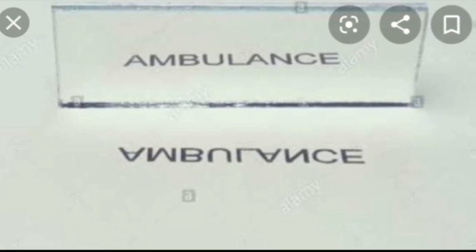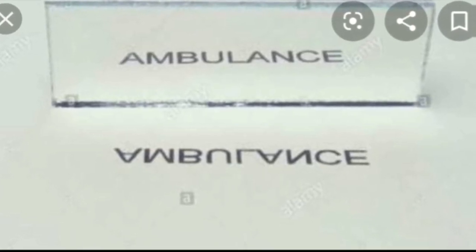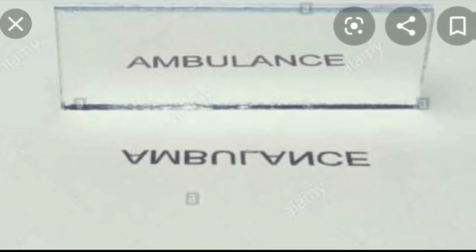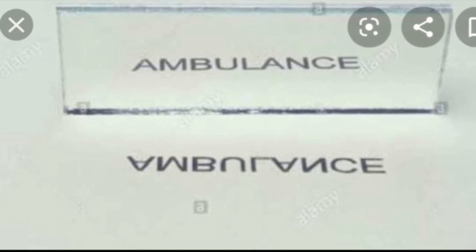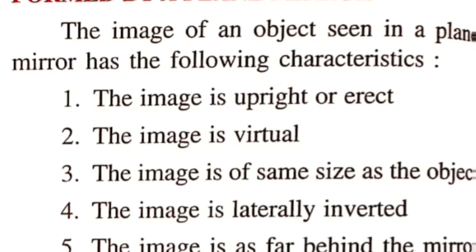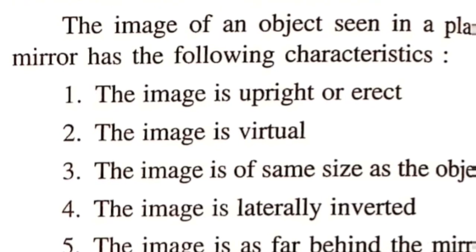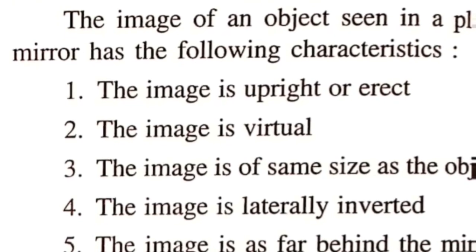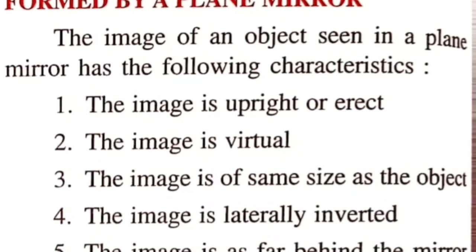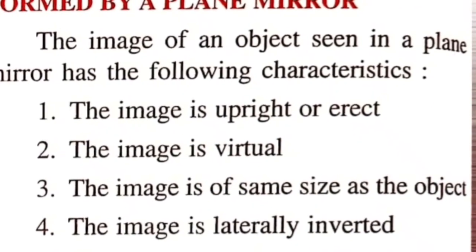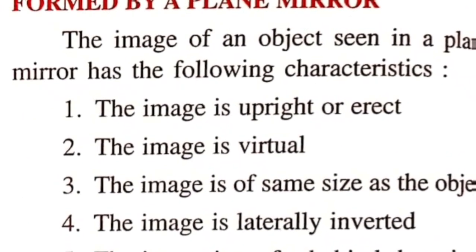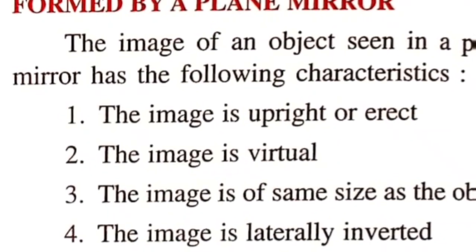Image formed by plane mirror shows lateral inversion. Let's study what it is. The right of the object becomes the left of the image in a plane mirror. The driver is able to read the word properly as ambulance in his rear view mirror. Images formed by plane mirrors are upright. They are virtual. That means they cannot be obtained on a screen. They are of the same size as the object. They are laterally inverted, and the image is formed behind the mirror.